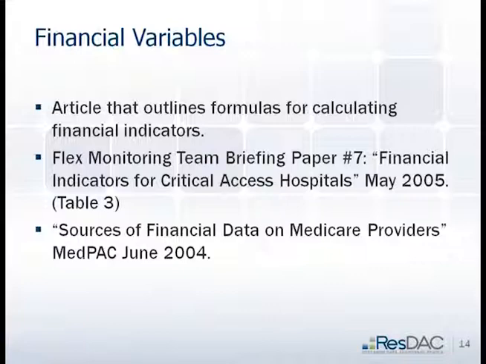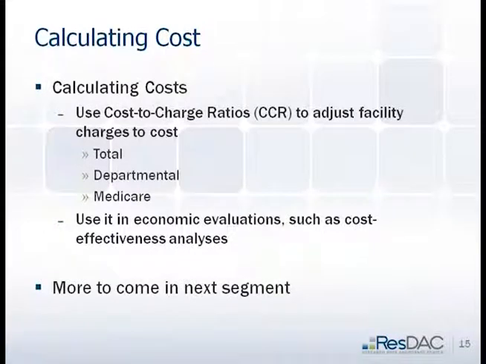And finally, another research topic and the focus of our two days, calculating costs. So using cost-to-charge ratios to adjust facility charges to cost. We can get a total hospital, all-payer cost-to-charge ratio. We can come up with departmental or cost center level, all-payer cost-to-charge ratios, or we can come up with Medicare-specific cost-to-charge ratios. And we can use it in economic evaluations. So more to come on the cost-to-charge ratios in the next segment.